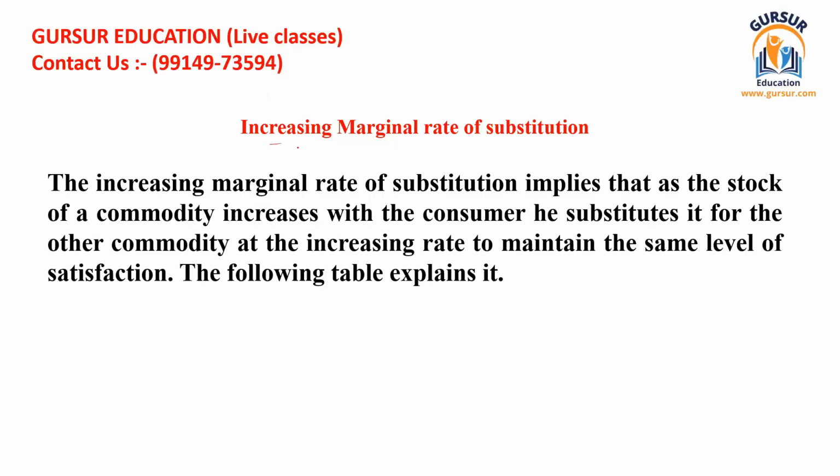Then there is increasing marginal rate of substitution. What does it mean? Increasing marginal rate of substitution implies that as the stock of a commodity increases with the consumer, he substitutes it for the other commodity at an increasing rate to maintain the same level of satisfaction. You would understand only with the example of this table and this image. Here you can see the different combinations of apples and oranges: combination A, combination B, combination C, combination D.